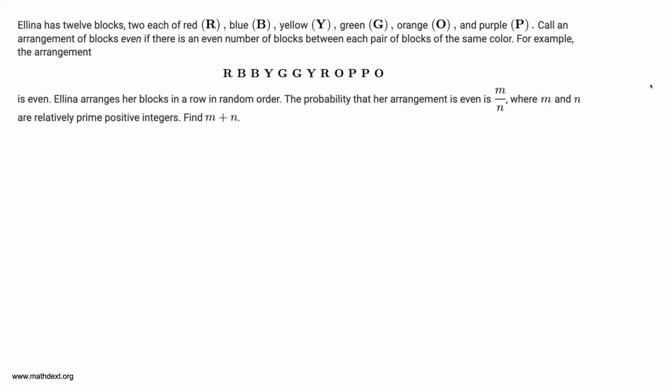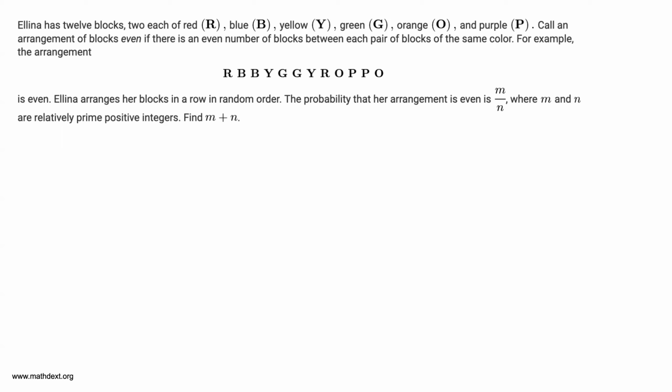Alina has 12 blocks, 2 of each of red, blue, yellow, green, orange, and purple. Call an arrangement of the blocks even if there is an even number of blocks between each pair of blocks of the same color. For example, the arrangement RBBY, GGYR, OPPO is even.